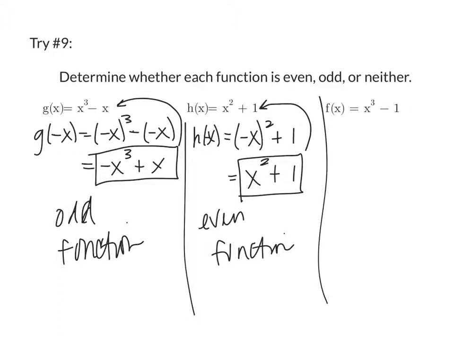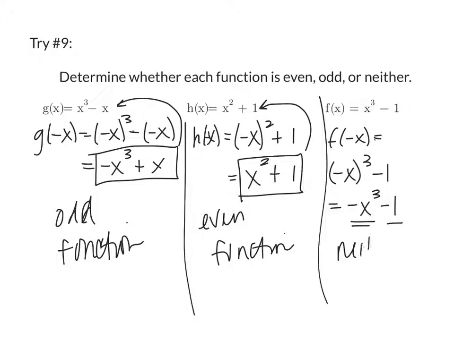And on the last one, if I test using a negative x, I'm going to have negative x cubed minus 1. And what this will give me again is a negative cubed is still negative, so this would be negative x cubed and then minus 1. This first piece is the opposite, though the second piece is the same. So this is considered neither.